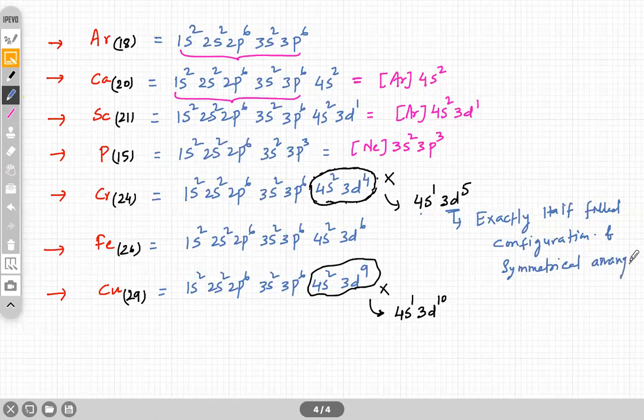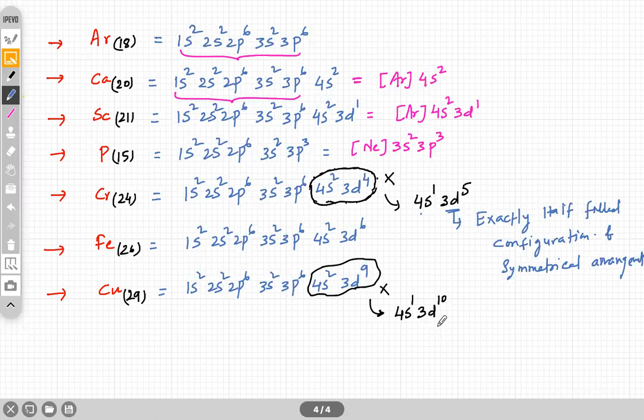Sir? Yes. So then why does this not hold true for silicon, sir? Because for silicon also, it is 3s2, 3p2, right? So wouldn't 3s1 and 3p3 be more stable, more symmetrical? See, energy gap is the factor. I'll discuss that. Let me finish this. I'll discuss why it is not true for the s and p transition. Okay.